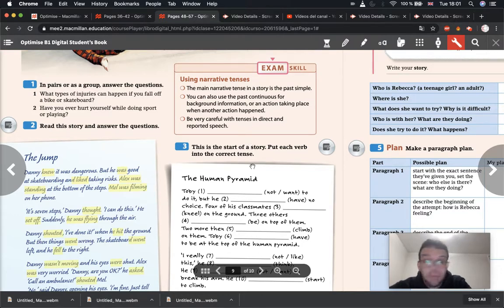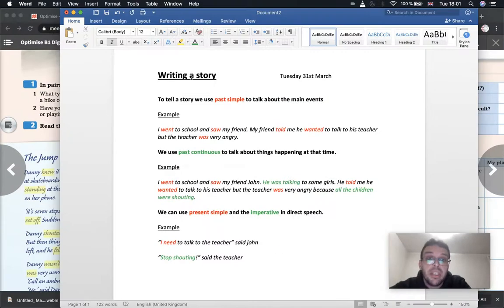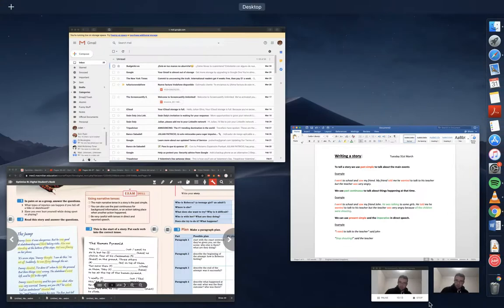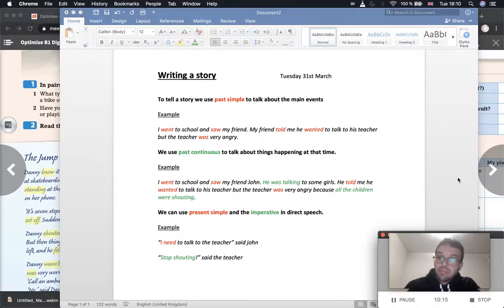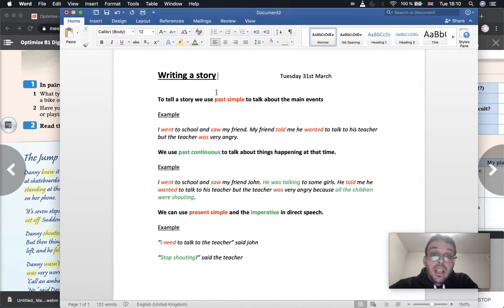So what we can do is open our notebooks and put the title, Writing a Story. The date is Tuesday the 31st of March. So in our notebooks, we're going to copy this down. Writing a story, Tuesday 31st of March.